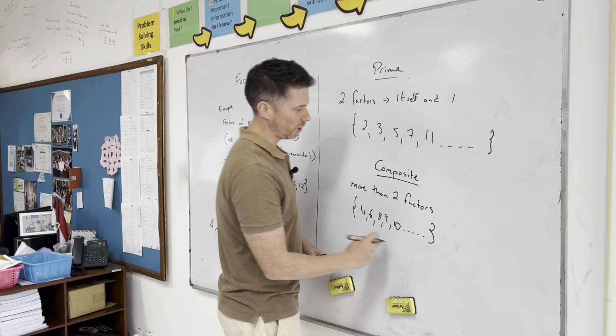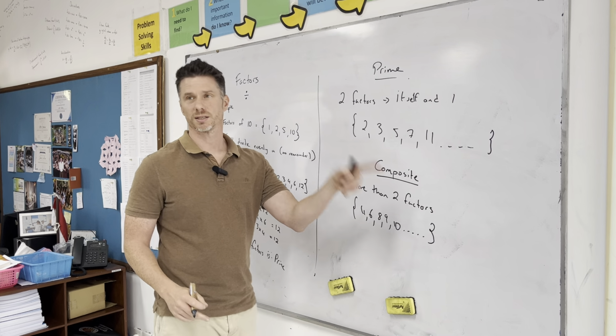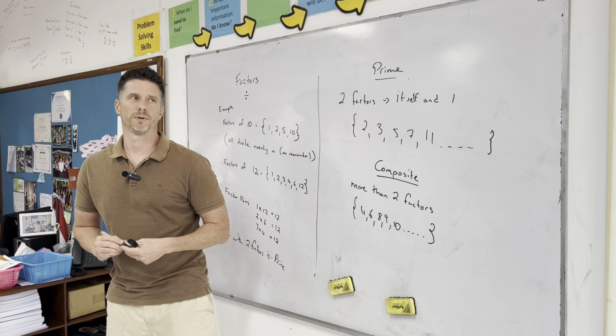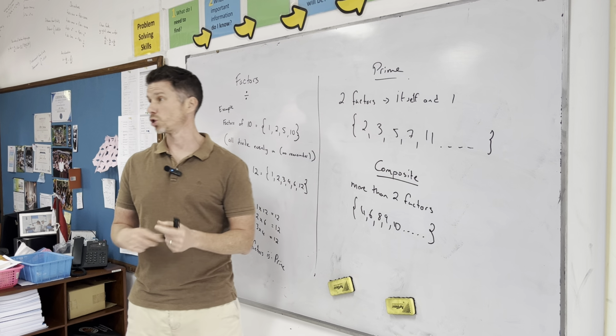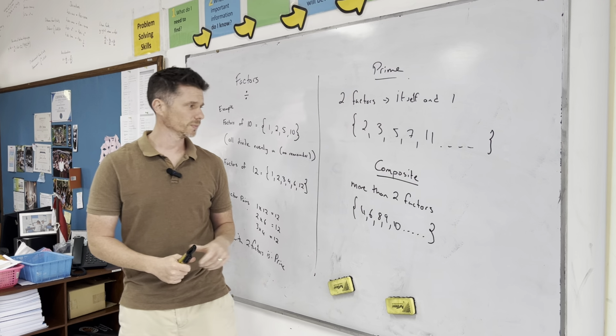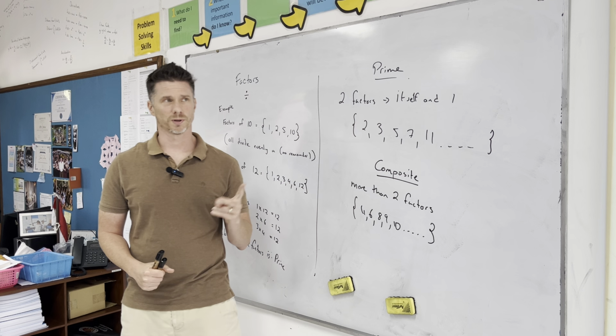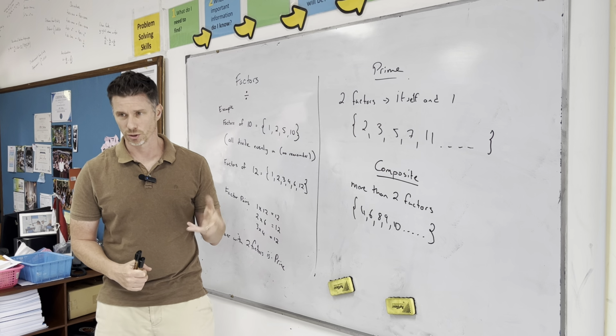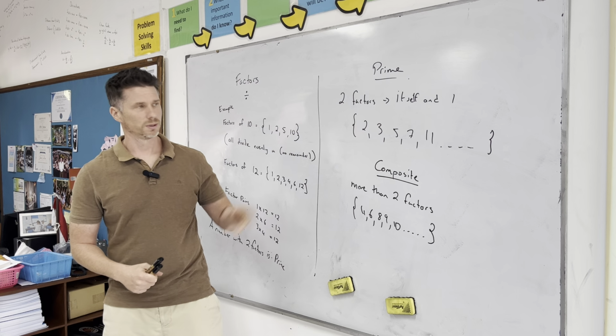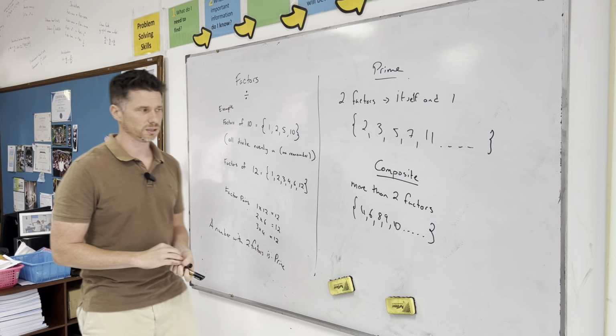So almost all even numbers, 4, 6, 8, 10, 12, etc., have more than 2 factors, because 2 divides into them. But 2, of course, only has 2 factors, 1 times 2. Make sure you've taken any notes if you're not sure of any of these.